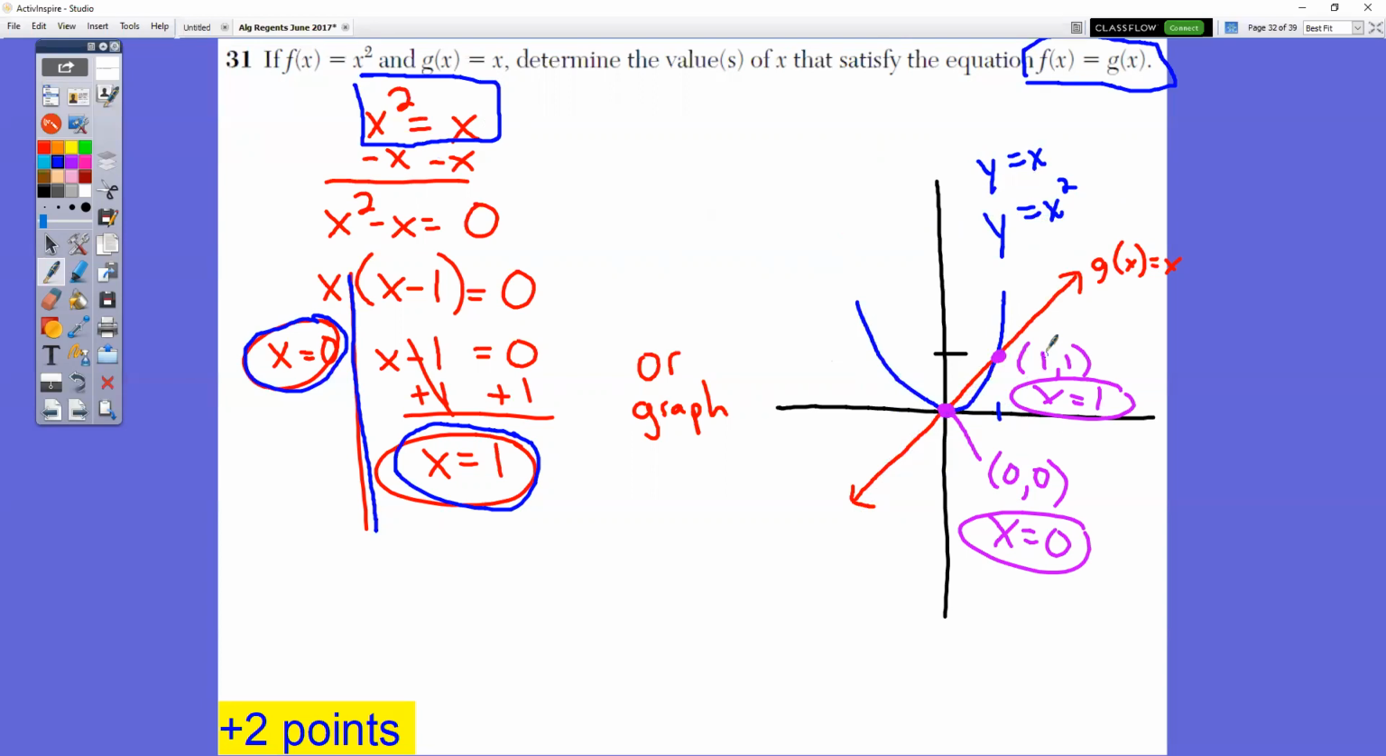So my x values, remember all points are written x comma y. So I have x equaling 0 and x equaling 1, because it wants to know, determine the values of x. It says nothing about finding y. All right, so determine the values of x. So they are 0 and 1. A lot of these questions you will find by graphing it, you'll get the answer.